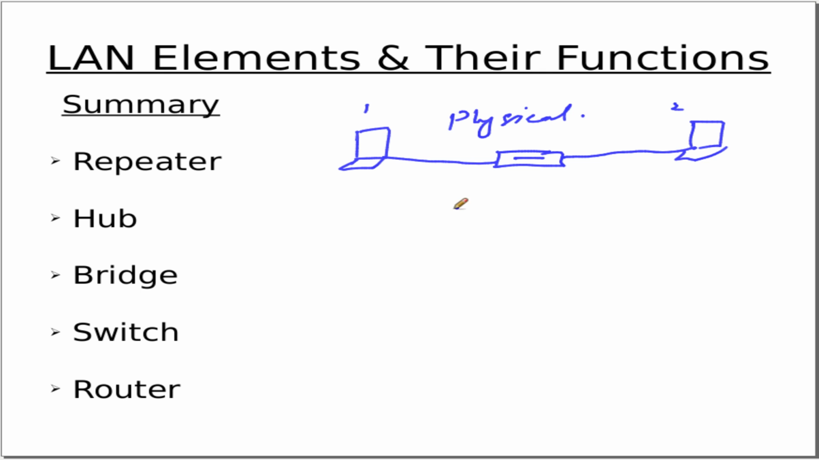Now we have seen the functionality of hubs, that they also do not break the collision domain. The difference between a repeater and a hub is that normally hubs are called multi-port repeaters. So it's the same functionality as that of the repeater, that is, it simply regenerates the signal, but it has got multiple ports. Then after that we have the bridge, and it is normally drawn in a symbolic form like this.